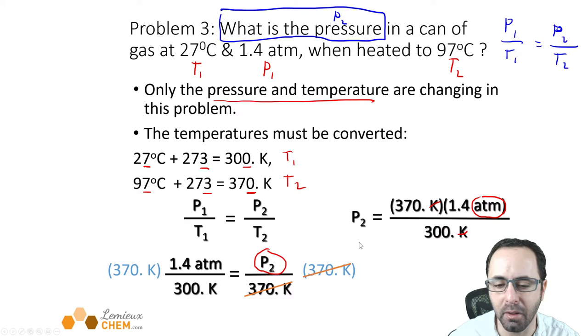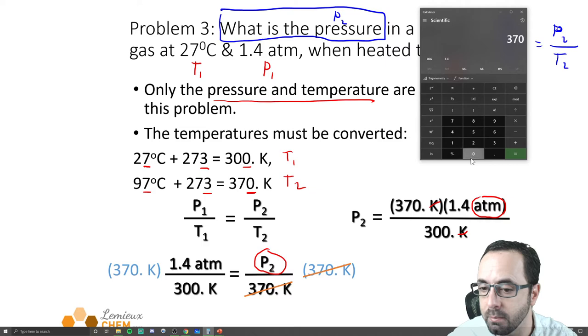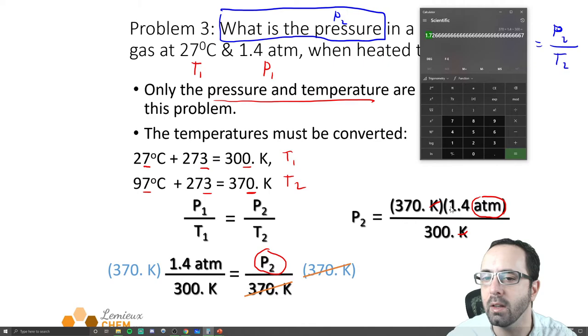Anyway, let's now calculate what the result will be in atmospheres. It's going to be 370 times 1.4 divided by 300. And so our new pressure, which we're going to state to 2 sig figs, since the 1.4 has 2 sig figs, is 1.7 atmospheres.